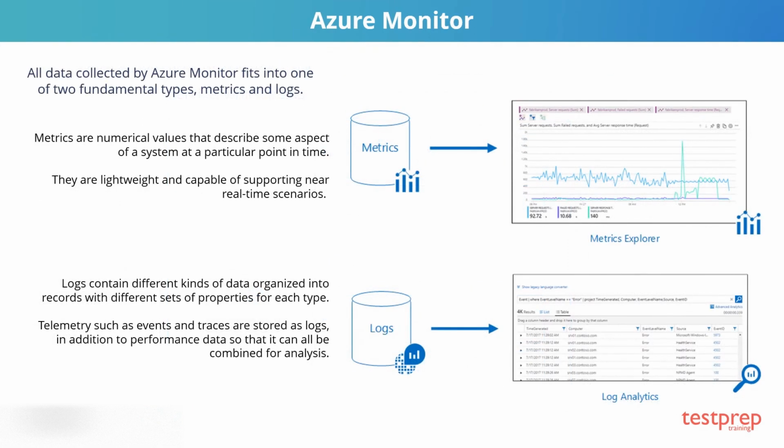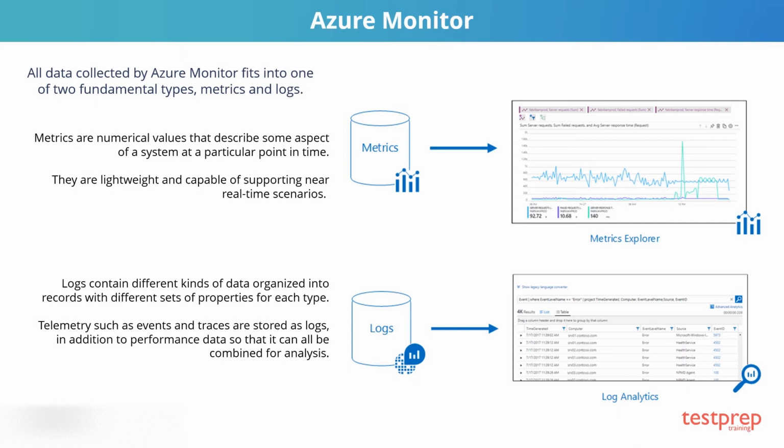All data collected by Azure Monitor fits into one of two fundamental types: metrics and logs. Metrics are numerical values that describe some aspect of a system at a particular point in time. They are lightweight and capable of supporting near real-time scenarios. Logs contain different kinds of data, organized into records, with different sets of properties for each type. Telemetry such as events and traces are stored as logs, in addition to performance data, so that it can all be combined for analysis.